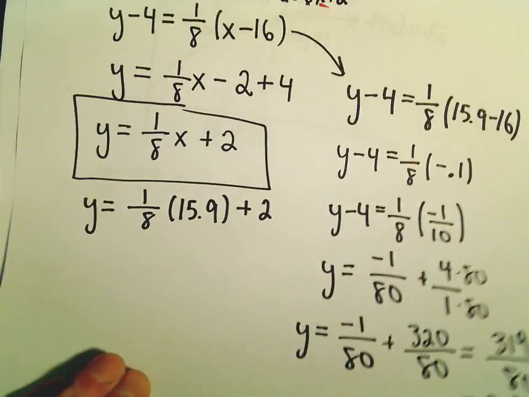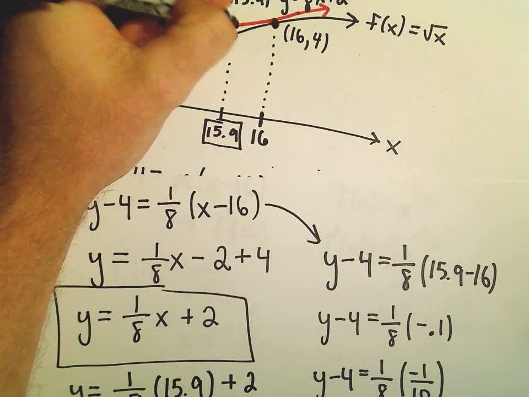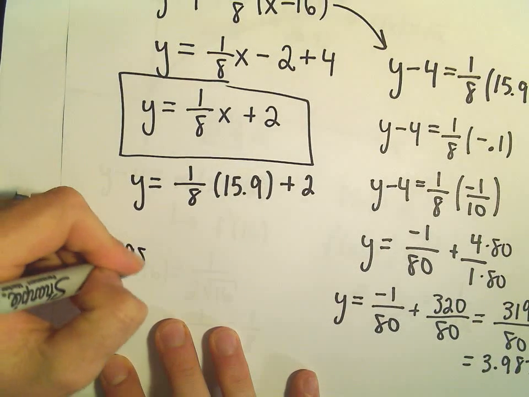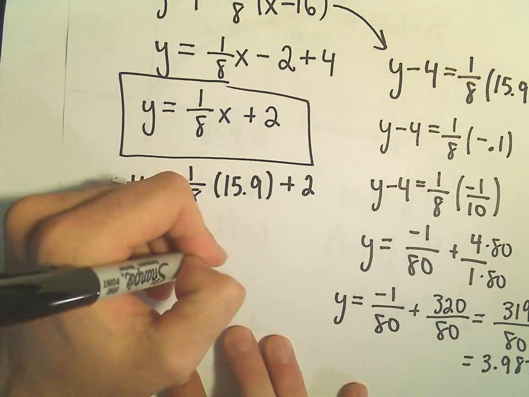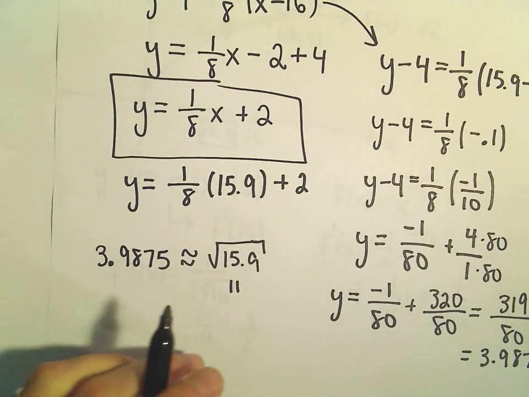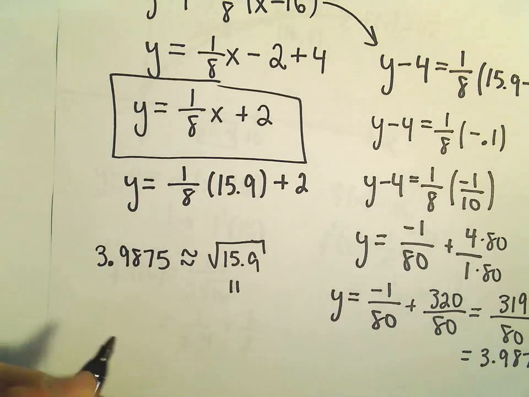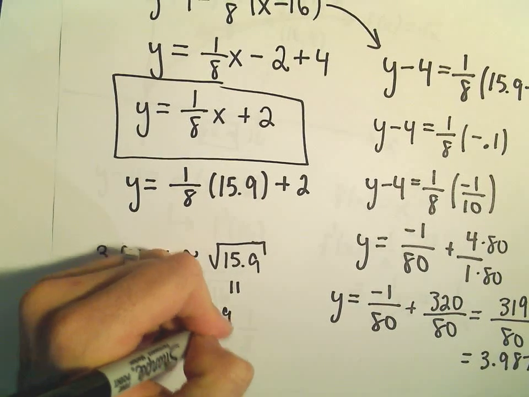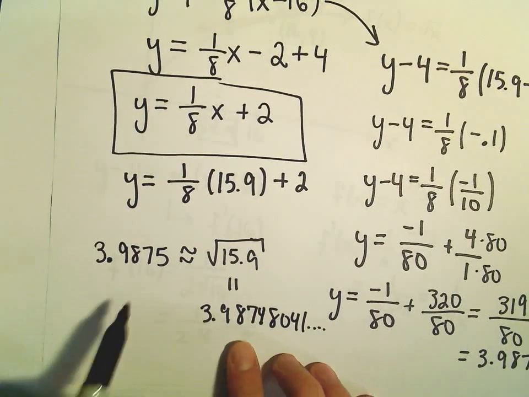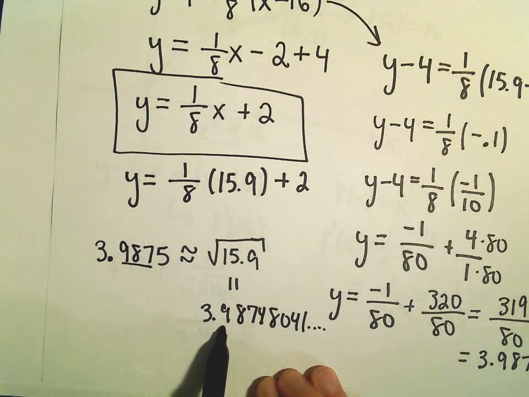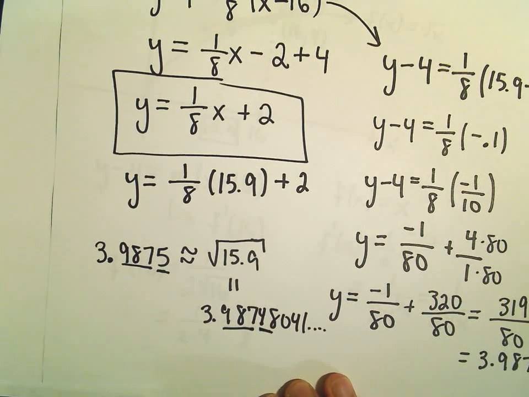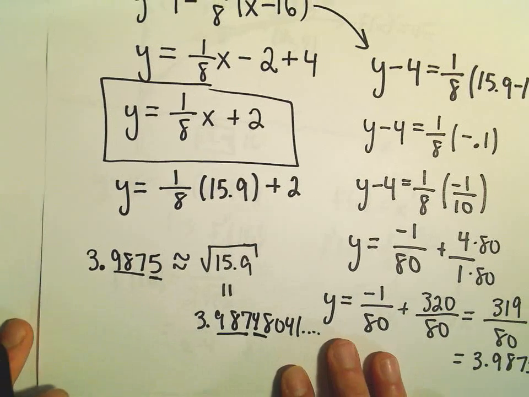So the idea is, we've approximated, so we found the y value on our line. The y value on the line is 3.9875. So we can say 3.9875 is roughly equal to the square root of 15.9. And just to see how close we are, since I have my little calculator here, if we take the square root of 15.9, I'm getting 3.98748041 and so on. So, pretty close. It agrees with the first 3 decimal places exactly, 987. And then we've got a 5, and here we've got a 4 8. So it looks like our approximation is, in fact, pretty darn good.